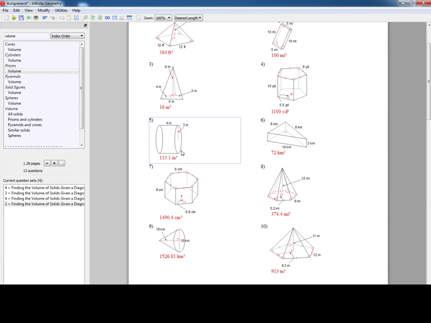That's a cylinder. So area of the base times the height. The radius is 3. That'd be 3 squared, which is 9. 9 pi times 4. 36 pi. And I'm done. Okay? Sweet.